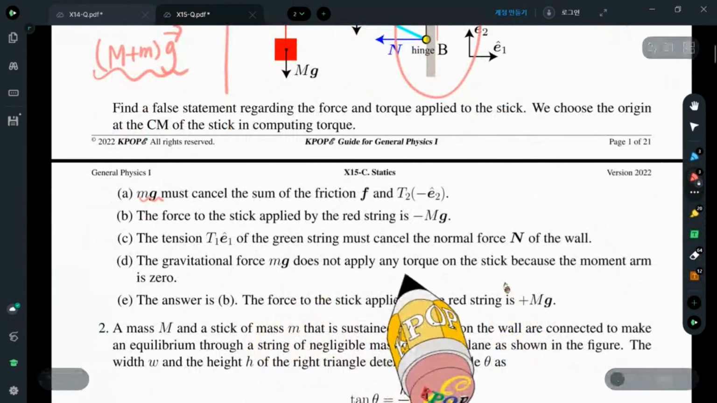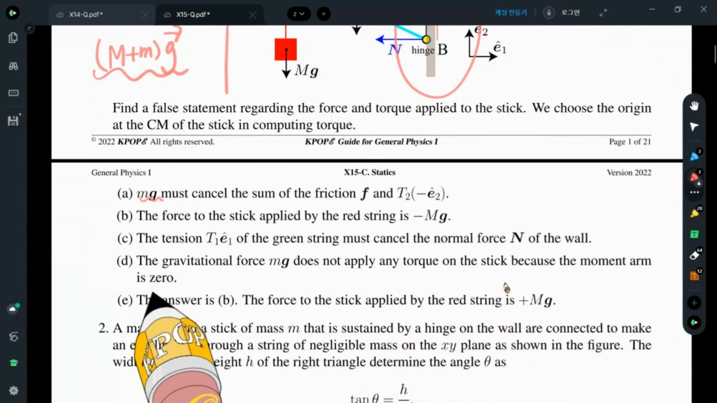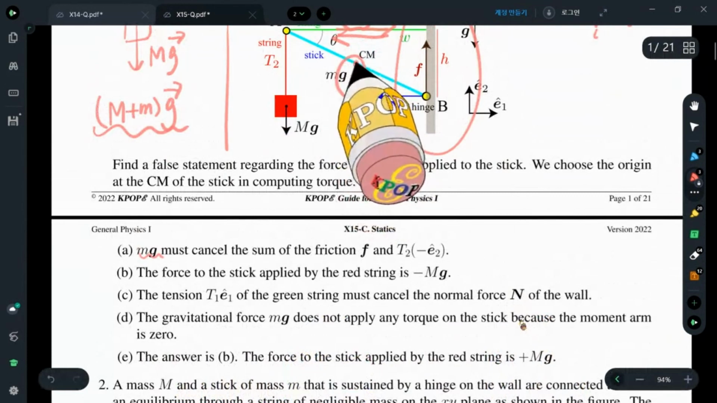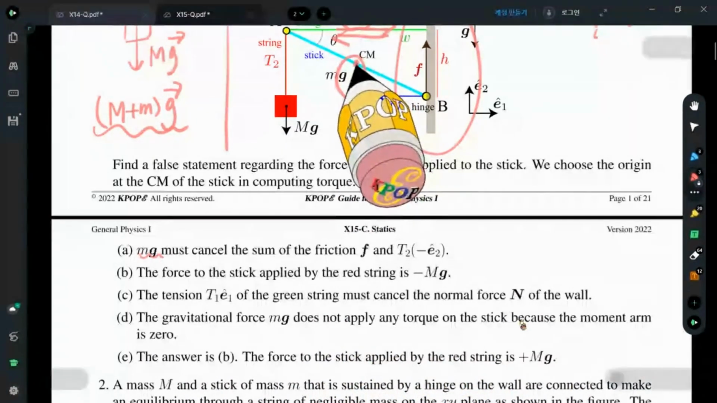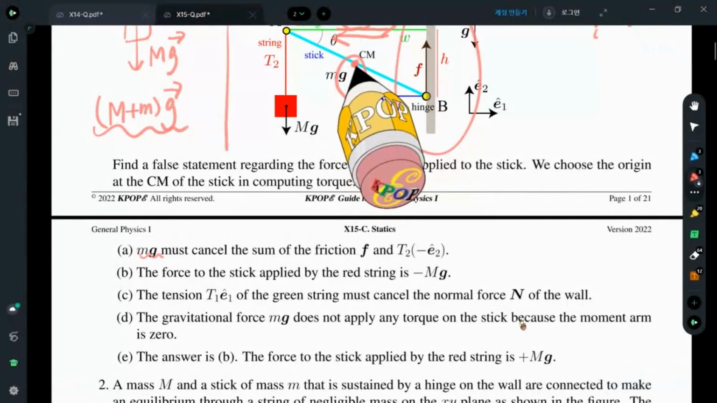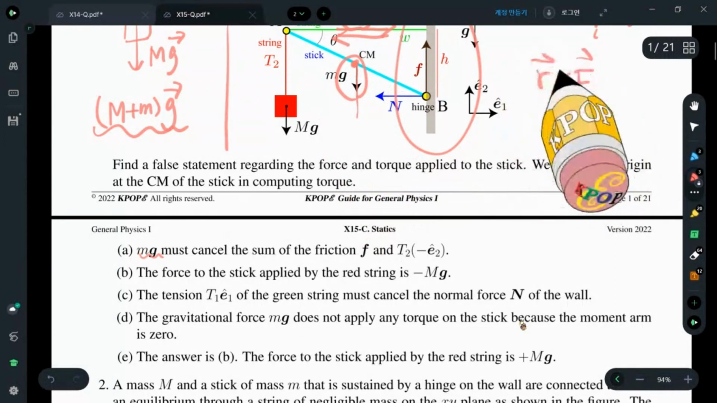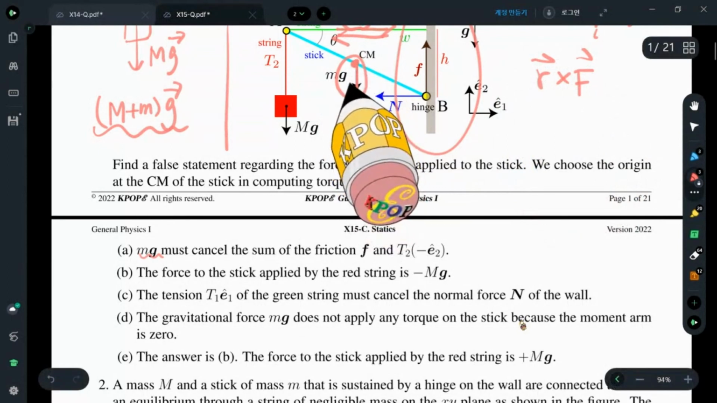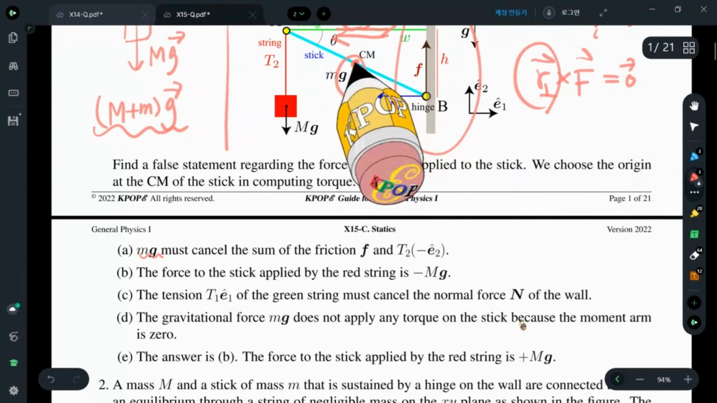Gravitational force mg does not apply any torque in this state because the moment arm is zero. Gravitational force mg is applied to the center of mass. When we consider the torque on the stick relative to its center of mass, there is no torque, because the torque is R cross F. When we measure R, the perpendicular distance from the center of mass, and this force is applied to the center of mass, this lever arm vanishes; it is zero.